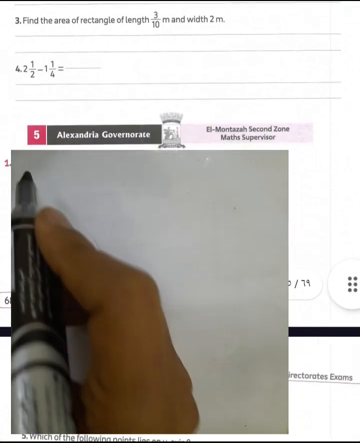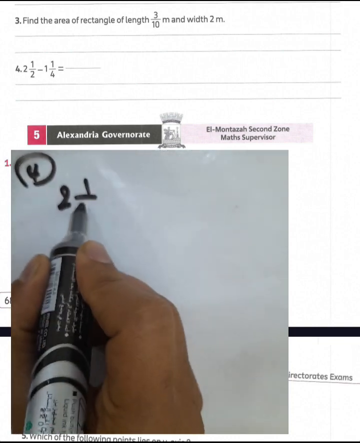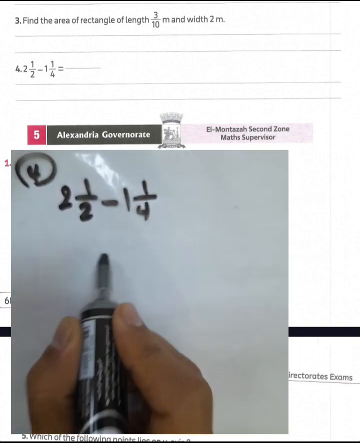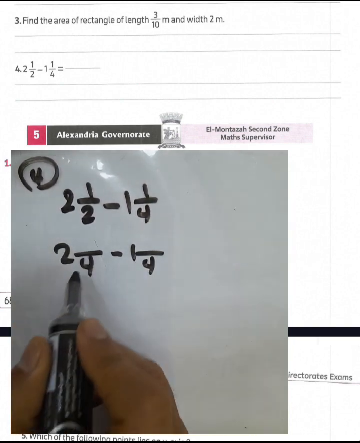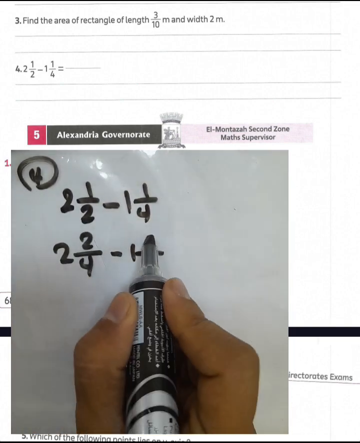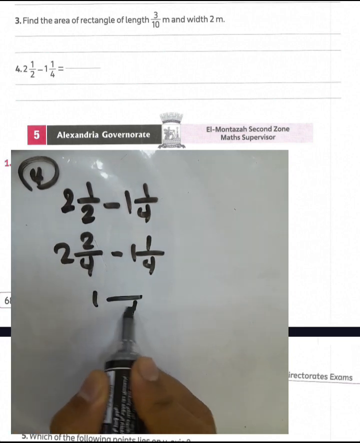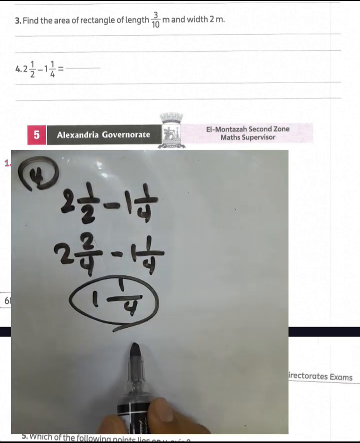Question number 4. 2 over 2 subtracted by 1 over 4. We can write the least common multiple between the two denominators, 4. 2 times 2 is 4, 2 times 1 equals 2, and then write the difference between them. 2 minus 1 equals 1. Then the result will be 1 over 4.